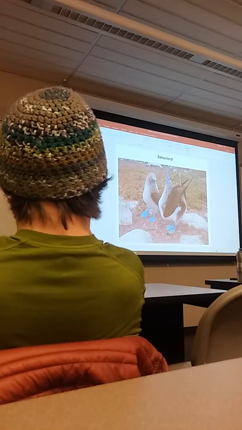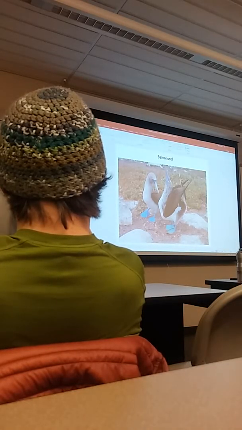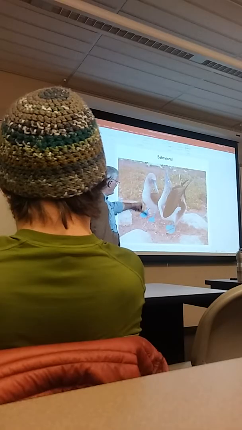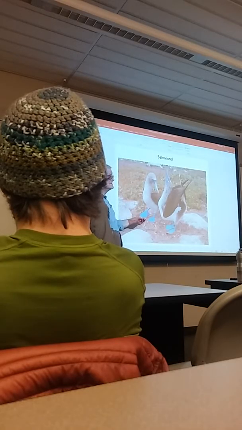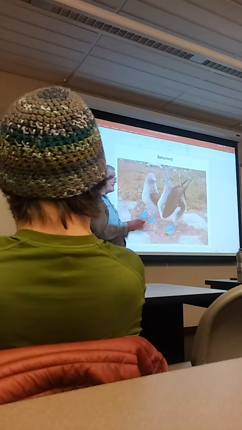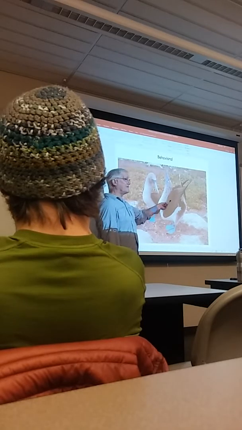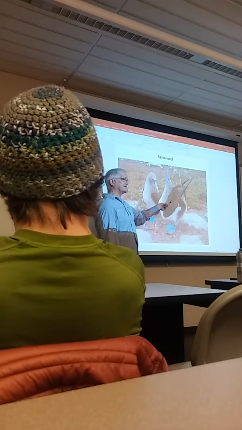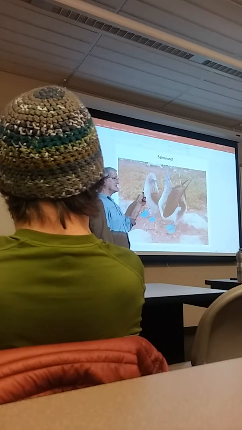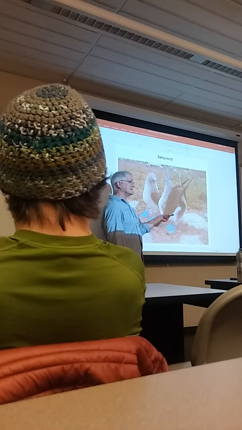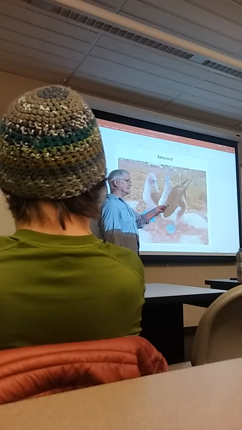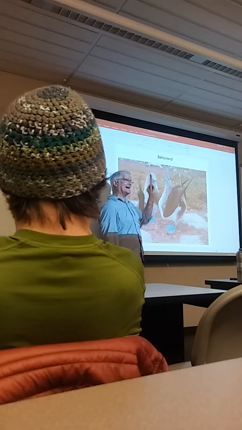This is an example of behavioral isolation. This is a choosy female, and what kind of a bird is this? You guys learned about a bird already. And there's the male doing his thing. He has to do it perfectly. If he screws up in the slightest way, she loses interest. If he doesn't know how to do the dance, then she's not going to pick him as a mate. That is behavioral isolation.